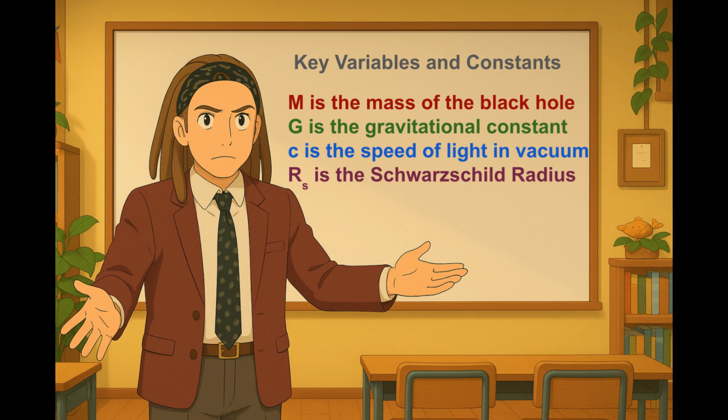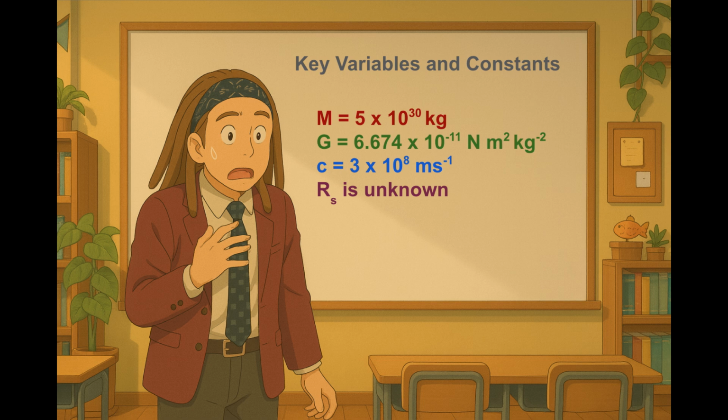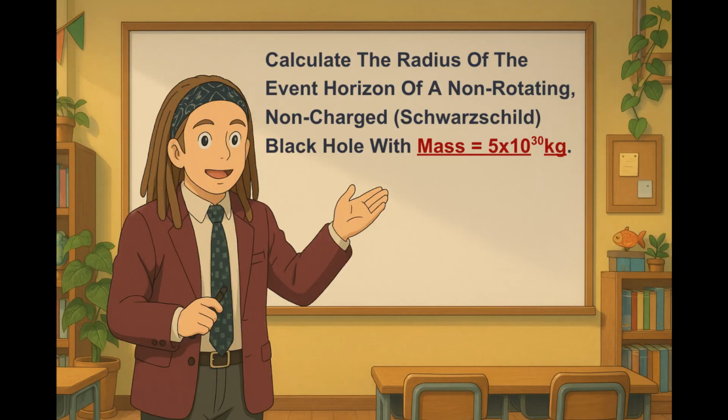And finally, the speed of light in a vacuum, c, which is approximately 3.00 times 10 to the 8 meters per second. This is the ultimate speed limit in our universe. Our unknown, the quantity we're solving for, is the Schwarzschild radius, Rs, which is the radius of the event horizon.